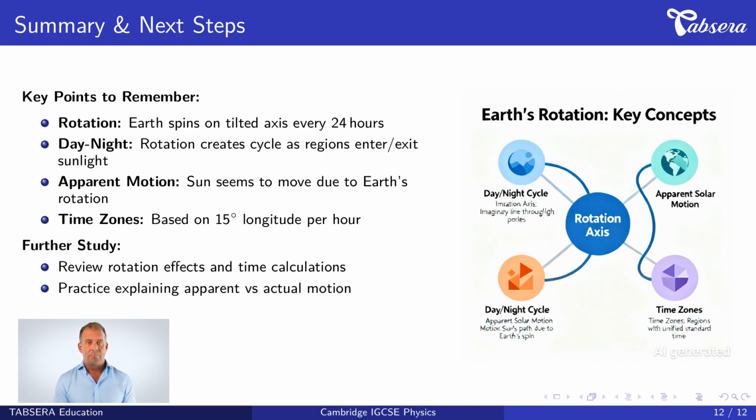Third, apparent motion. The sun seems to move across our sky due to Earth's rotation, not because the sun actually moves through space. Fourth, time zones. These are based on 15 degrees of longitude per hour, directly related to Earth's rotation rate. For further study, review rotation effects and practice time calculations. Focus on explaining the difference between apparent and actual motion. Understanding Earth's rotation is fundamental to astronomy and navigation.